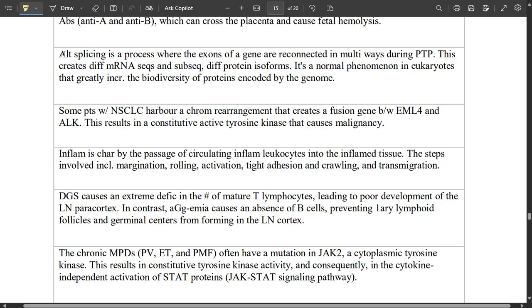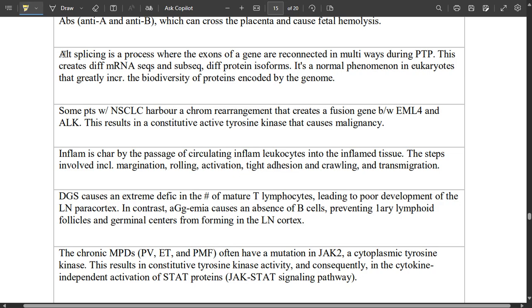So the exons of a gene are reconnected in multiple ways during post-translational processing. This creates a different mRNA sequence and, subsequently, different protein isoforms. It's a normal phenomenon in eukaryotes that greatly increases the biodiversity of proteins encoded by the genome.